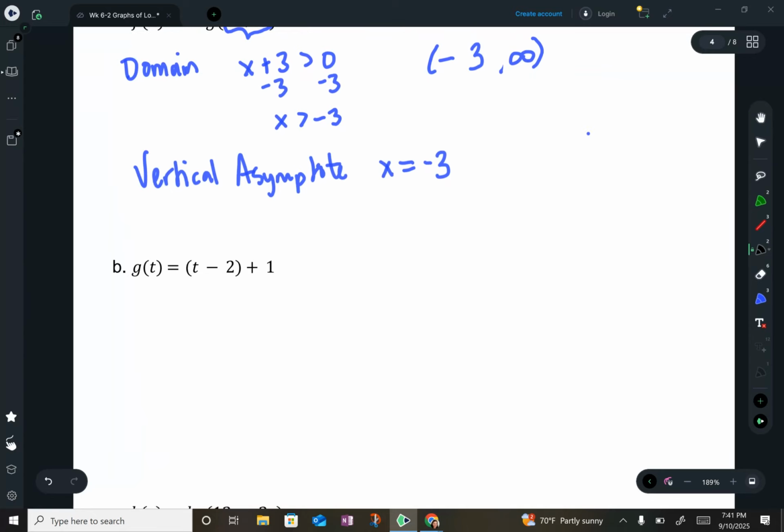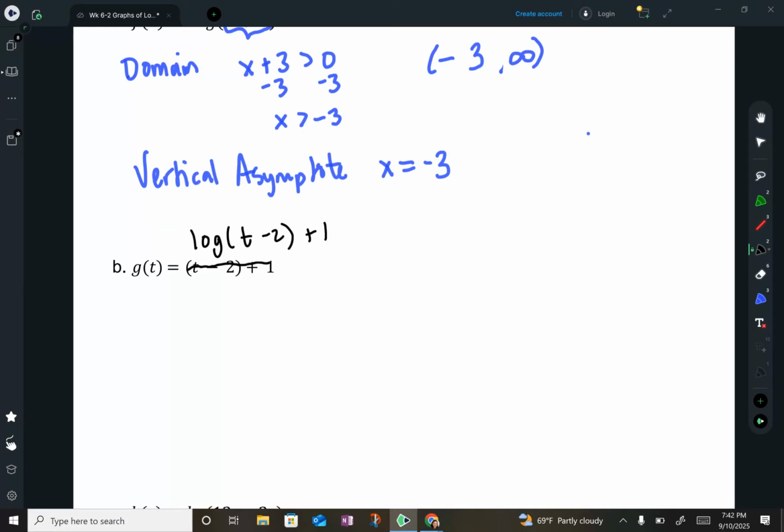All right, let's try another example. When I imported these into my Google Docs and PDF, sometimes I lose the log, so we'll just rewrite it. Log of t minus 2, plus 1. So now we need to also just look inside the logarithm. We don't really care that much about the plus 1 outside. We need to make sure we don't take the log of a negative number.